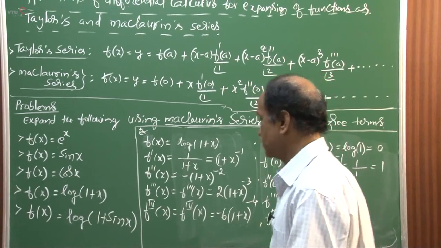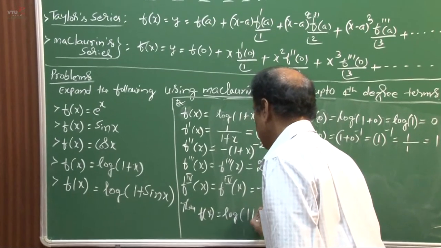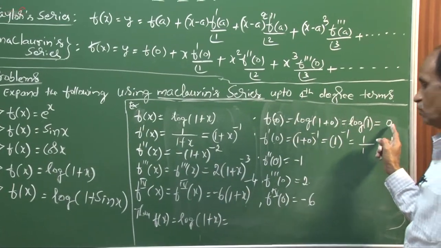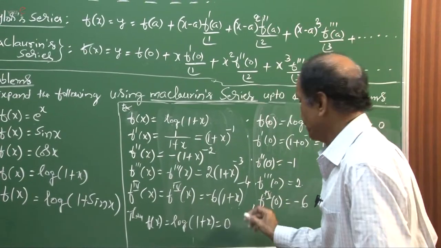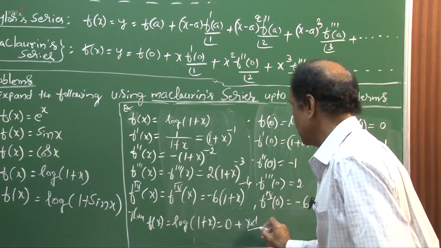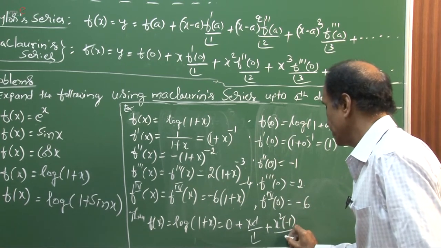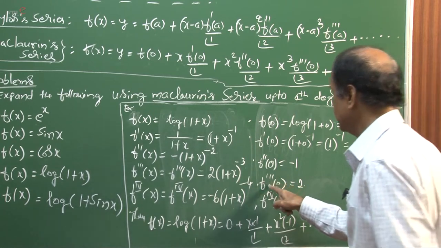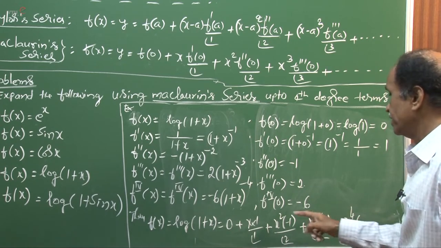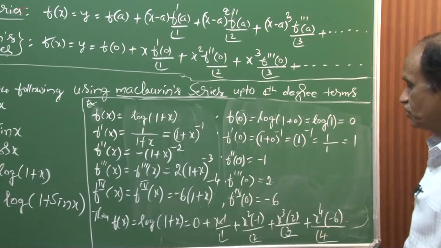What is that series? Maclaurin's series. Then f of x equal to log of 1 plus x, that is equal to, first term is f of 0, that f of 0 you are getting as 0, that is not existing, and plus of x into f dash of 0, f dash of 0 is plus 1, and by 1 factorial, plus x square f double dash of 0, that is minus 1, by 2 factorial, x cube, then triple dash, that is 2 by 3 factorial, and plus x to the power of 4, and fourth order derivative minus 6 divided by 4 factorial, okay, because up to fourth degree terms.